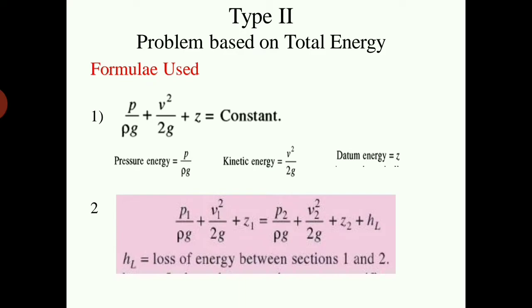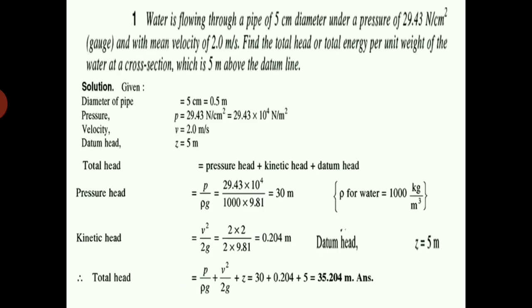So again, in some numericals, they are asking us to calculate the loss of head. Therefore, we can calculate the total energy at section 1 is equal to total energy at section 2 plus loss of head. So total energy at section 1 minus total energy at section 2 can give us the loss of head between the two sections. So let us start with the numericals.